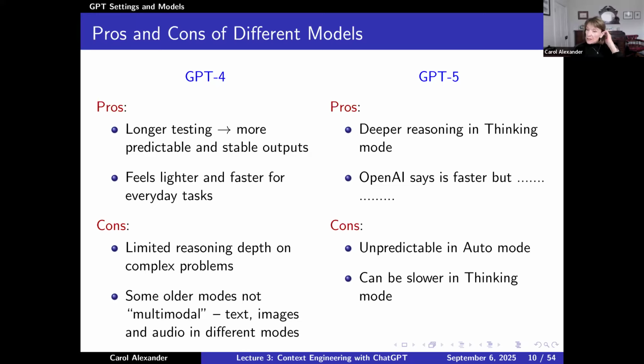The pros of GPT-5 are it has some pretty deep reasoning in the thinking mode, although I get a bit frustrated with that sometimes. And also OpenAI says it is faster, but it can be very unpredictable. It can be very slow in the thinking mode. But then there are cons with GPT-4 as well. It's not always good at tackling complex problems, and some of the older models don't take text, images, audio all in one, sort of multimodal. You can upload what you like. They're very restricted in their file types.